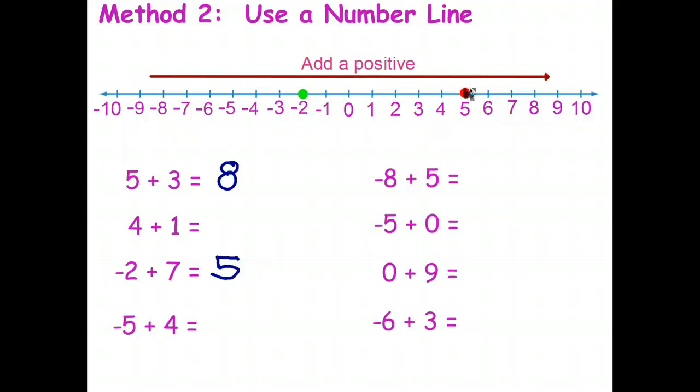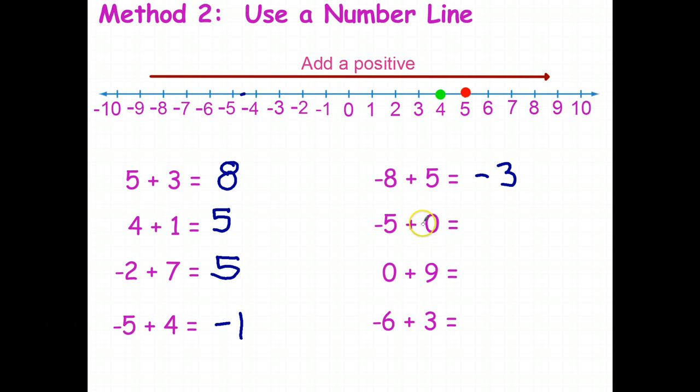Okay, let's see how you went. So 4 plus 1 means I start at positive 4. And if I'm adding 1, it takes me to positive 5. To save a little bit of time, I'll just go through the answers. Starting at negative 5 and adding 4, that takes me to negative 1. Starting at negative 8 and adding 5 takes me to negative 3.